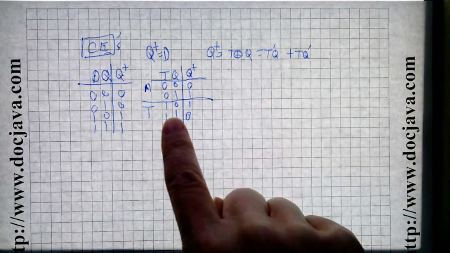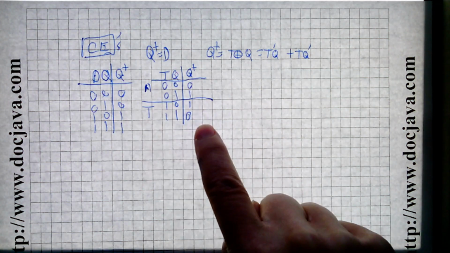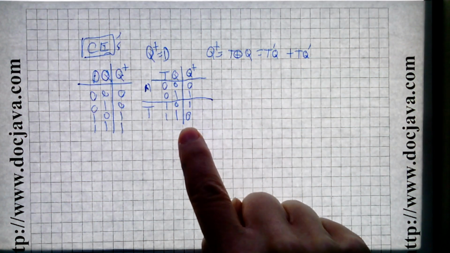Anybody got any questions about this? You're able to see that this truth table creates, how you say, an expression for Q plus.